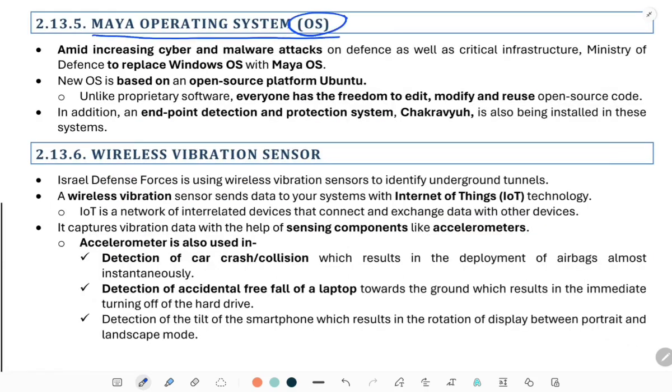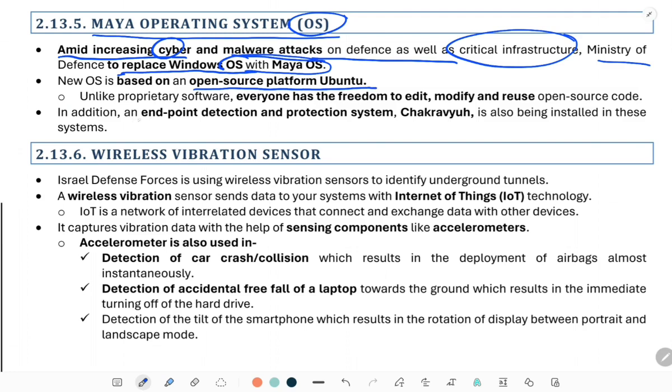Maya operating system, OS. Amid increasing cyber and malware attacks on defense as well as critical infrastructure, the Ministry of Defense decided to replace the Windows OS with Maya OS. The new OS is based on an open source platform, Ubuntu, unlike proprietary software. Everyone has the freedom to edit, modify and reuse the open source code. In addition to that, an endpoint detection and protection system, Chakravyuham, is also being installed in these systems.